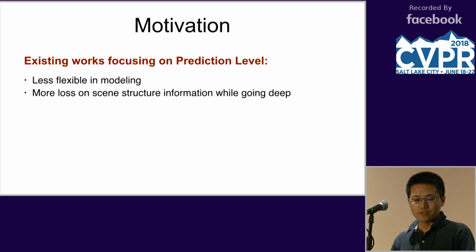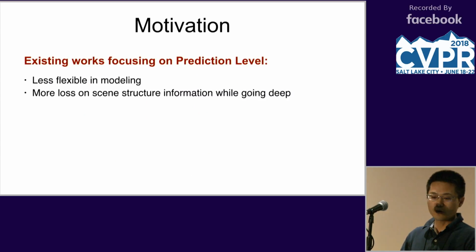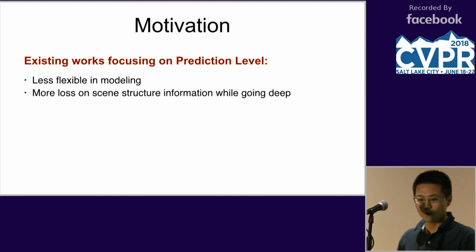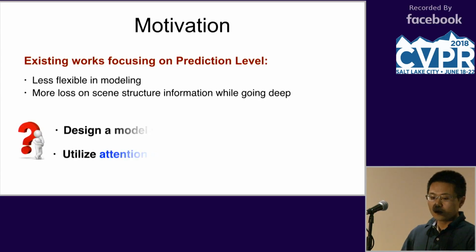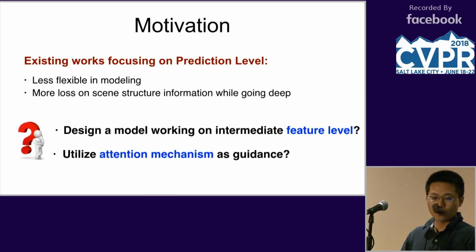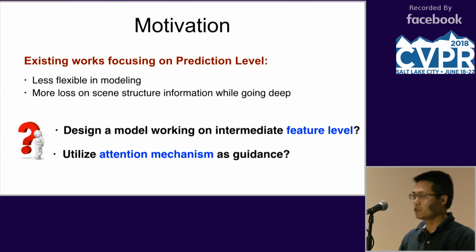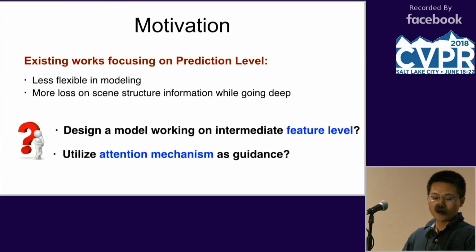However, existing works mostly focus on the prediction level, which is less flexible in modeling due to the more strict definition of the kernels, and also loses more structure information as the network goes deep. So in this work, we aim at designing a model working on the intermediate feature level and utilizing an attention mechanism as guidance for the feature learning.